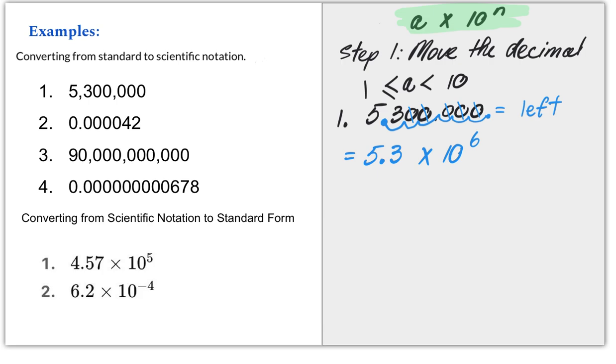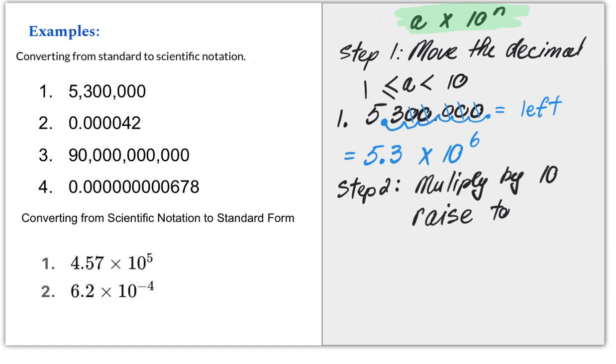And we know from exponents that exponents show repeated multiplication. So our step 2, as you noticed here, was to multiply our coefficient by 10 raised to the power of 6.